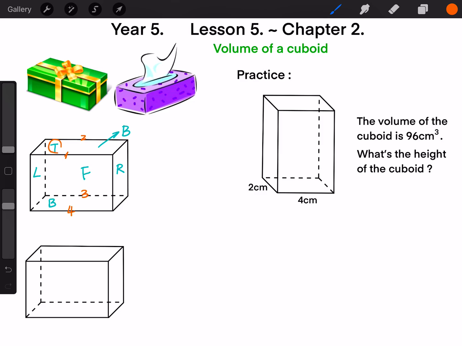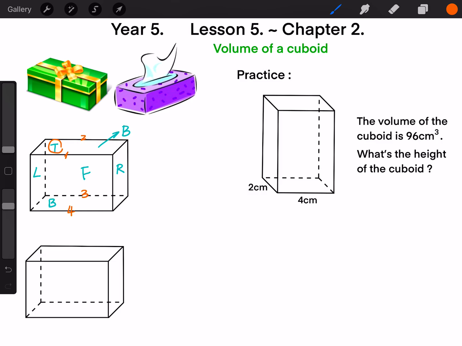For the top face, it is a rectangle. Side 1 and side 2 are opposite to each other, so they are equal in length. For the back face, it is a rectangle. Side 2 and side 3 are opposite to each other, so they are equal in length.